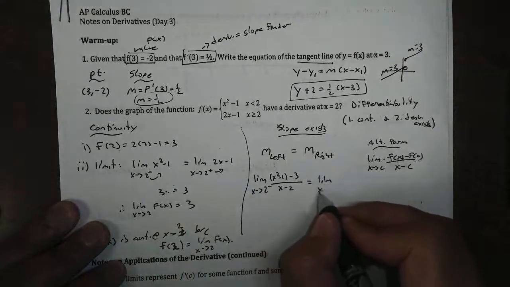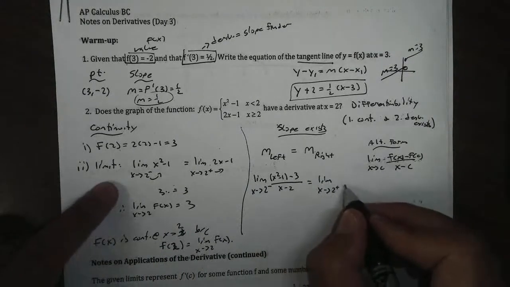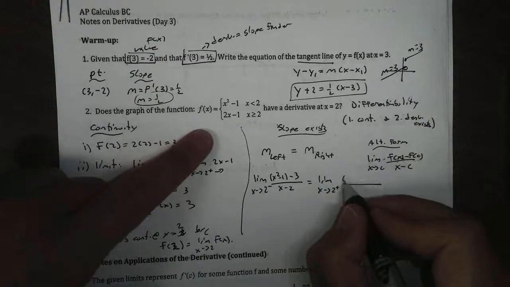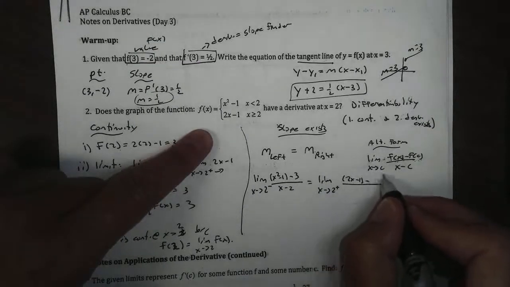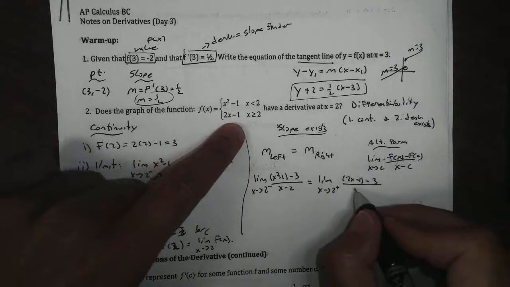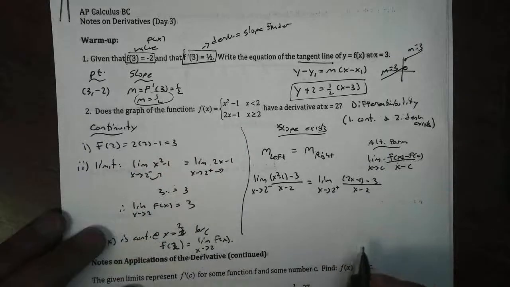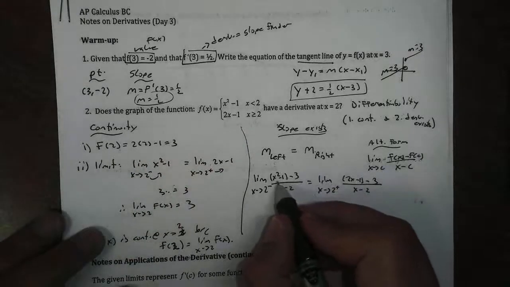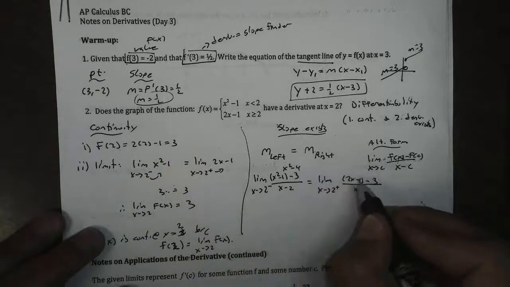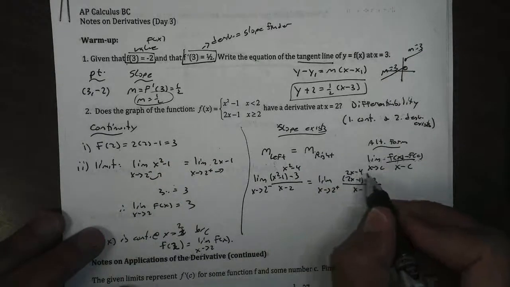Same thing on the right. Notice I set this up kind of the same way I do my limits, right? On the right side, we're going to get this 2x minus 1 minus the function minus the value of 2, 3 again, all over x minus 2. Now, you might notice some algebra here. This just becomes x minus 4. This becomes 2x minus 4.